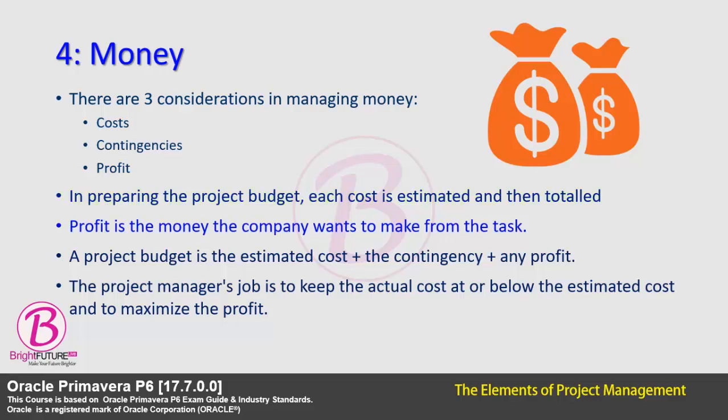Profit is the money the company wants to make from the task. It's put on top of the cost. So a project budget is composed of the estimated cost plus the contingency plus any profit. The project manager's job is to keep the actual cost at or below the estimated cost and to maximize the profit the company earns on the project.